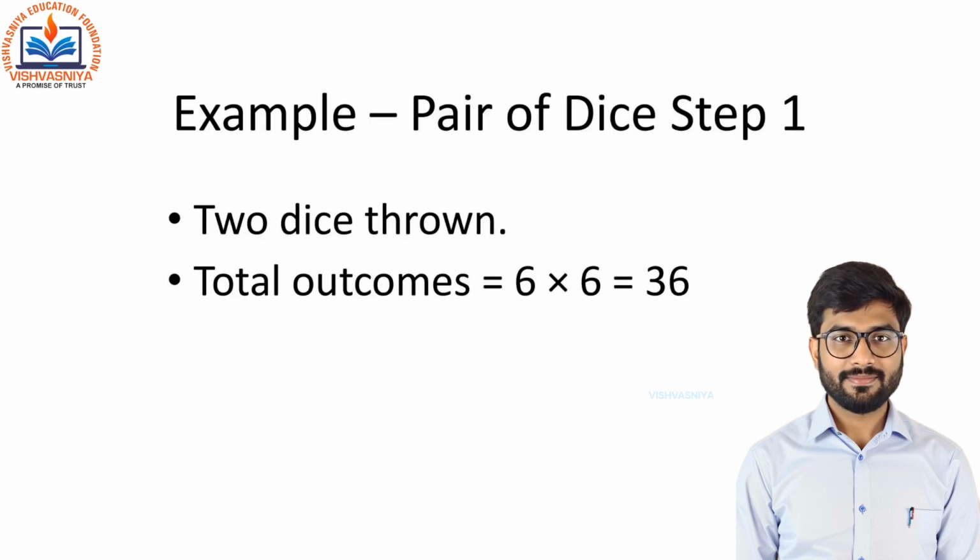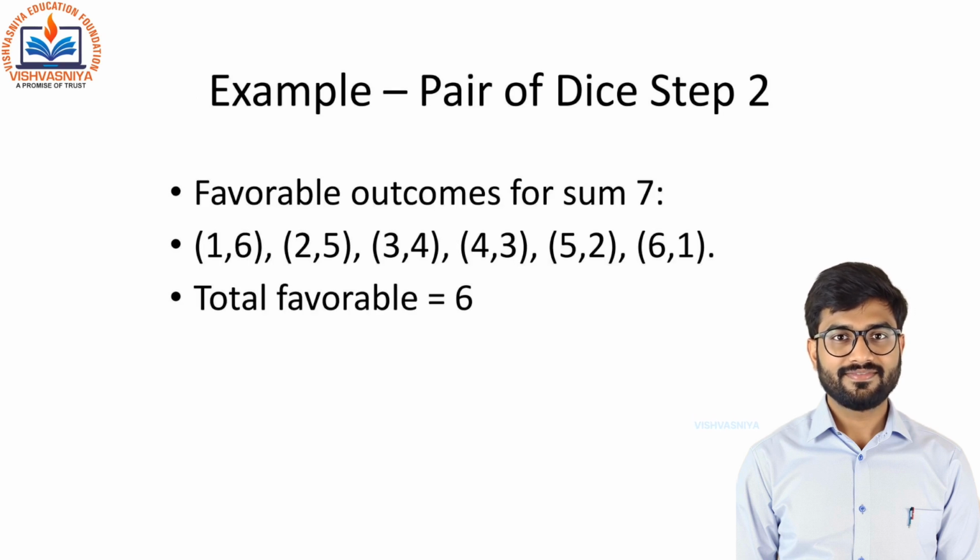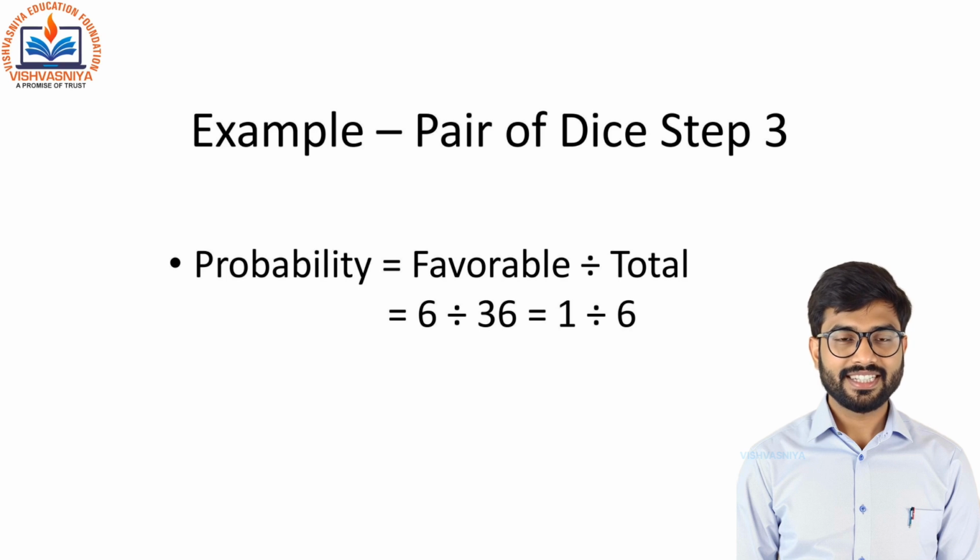Let's solve an example with 2 dice. Question, what is the probability of getting a sum of 7 when 2 dice are thrown? Step 1, total outcomes equals 36. Step 2, favorable outcomes are 1 and 6, 2 and 5, 3 and 4, 4 and 3, 5 and 2, 6 and 1. That makes 6 favorable outcomes. Step 3, probability equals 6 divided by 36 equals 1 divided by 6.